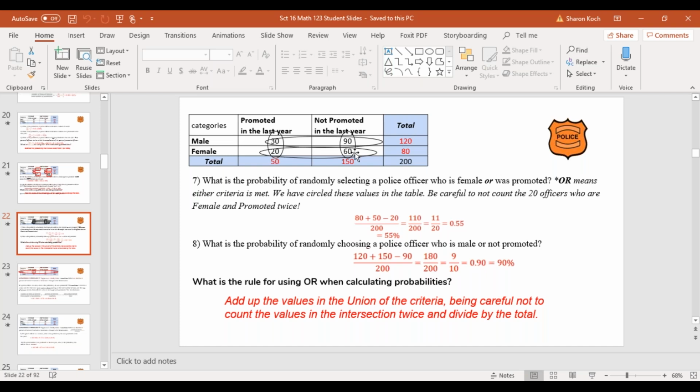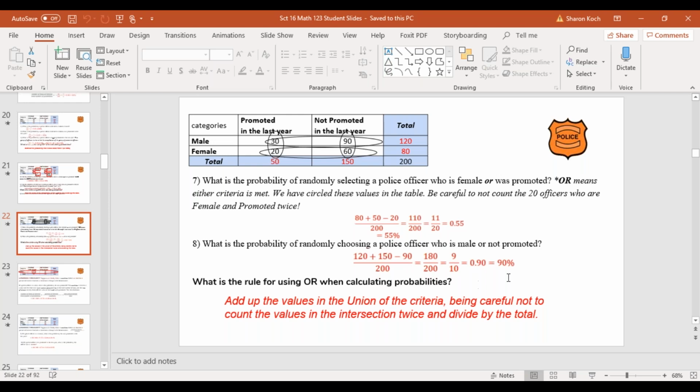It says not promoted. Well, it didn't say if they're male or female, so I've got 150 of them, but I've got 90 that overlaps. It got counted twice in the male and then also got counted again in the not promoted. So see, I have to subtract away the overlap. Now, just because I have an "or" statement doesn't mean I'm always going to have an overlap. I might not have an overlap depending on what kind of question they're asking me here. So always take a look. If there is overlap and something did get counted twice, you have to subtract the overlap.